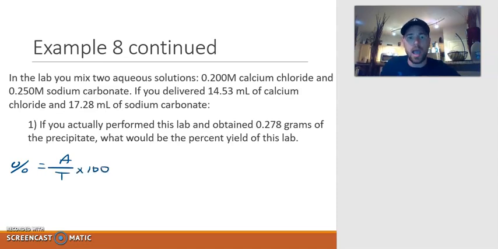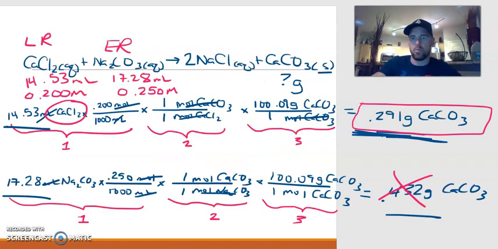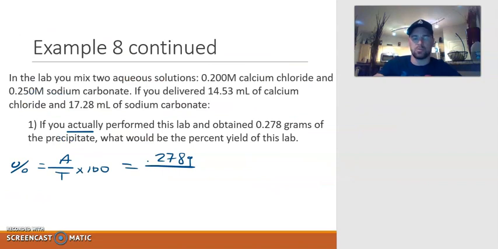So it's saying if you actually perform this lab, you end up getting 0.278 grams. Theoretically, though, we know we should have got, what was it, 0.291 grams. That's what we figured out from calculations. So 0.291 grams is theoretically what we should have gotten. Divide those two numbers and times by 100.